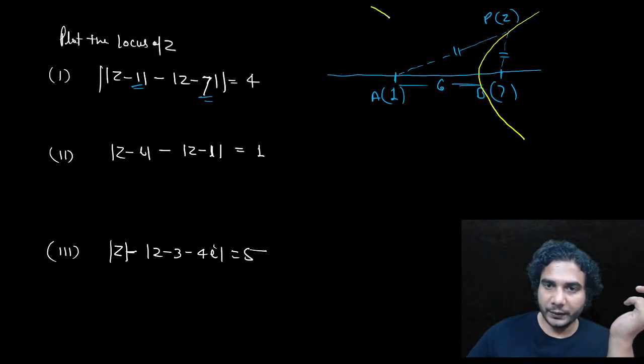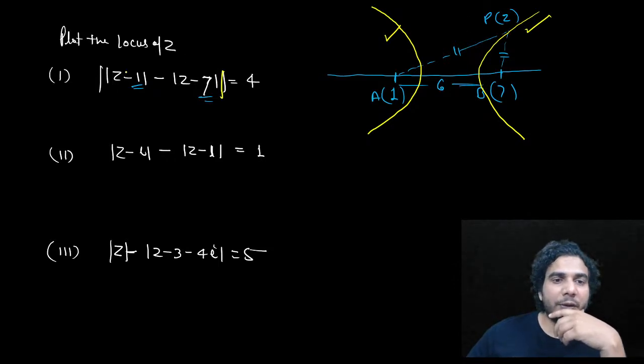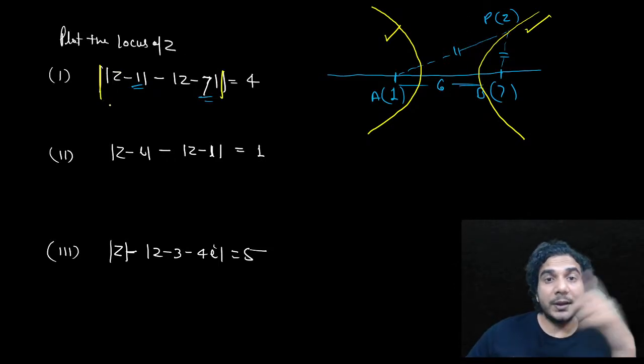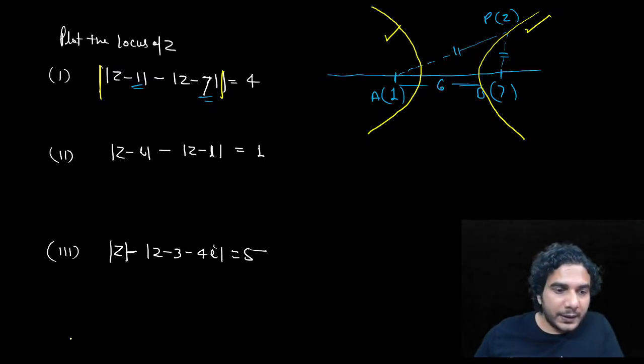You just need to check whether a triangle will be formed or not. Okay, so the locus is a hyperbola with both branches because you have this mod. All right, if this mod is not there, then it will be only one branch. So this yellow part is representing the locus of z.